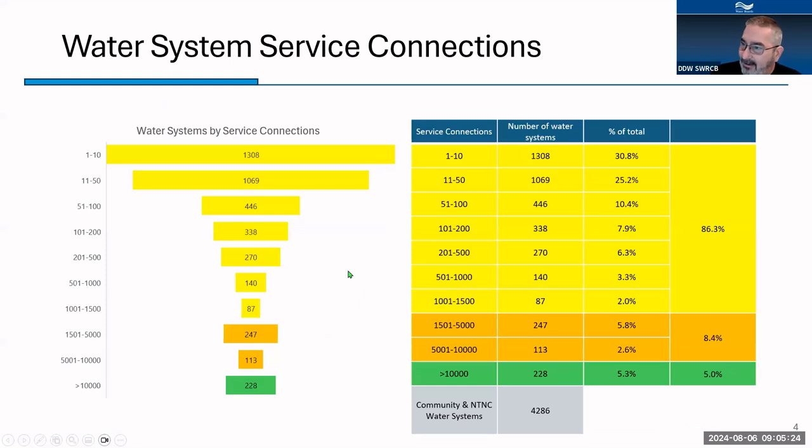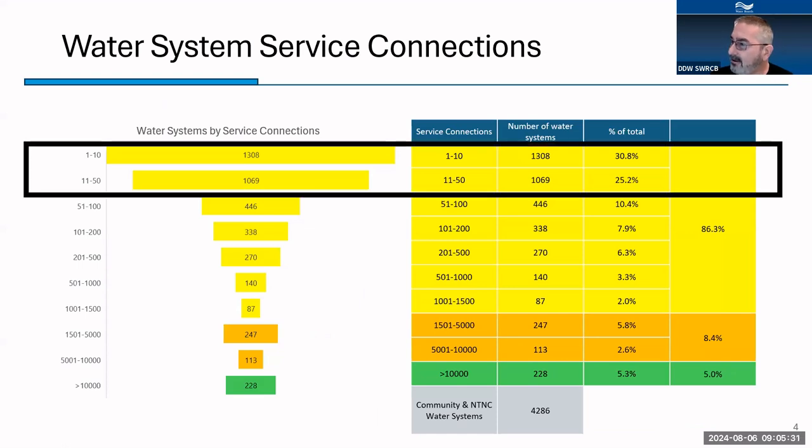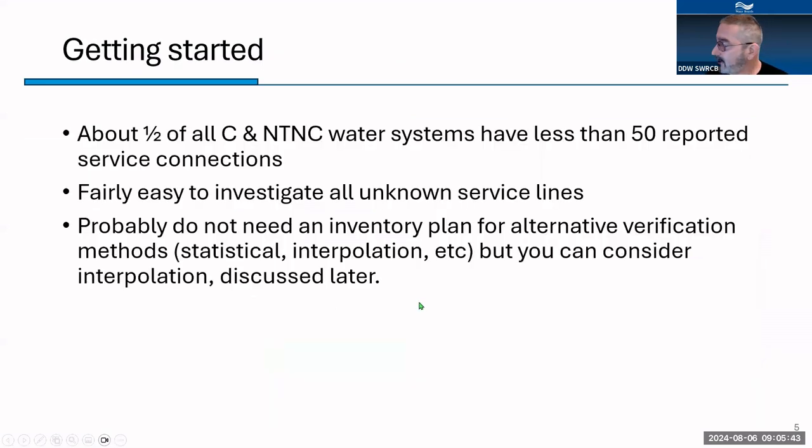These are the service connection sizes of the water systems we have, and a large majority of them have 50 or less. So I'm going to talk to those first. I hope we have a number of you on the call. About half of all community and non-transient, non-community systems have less than 50 connections, which makes it fairly easy to investigate all unknown service lines. And you probably do not need an inventory plan for an alternative verification method.